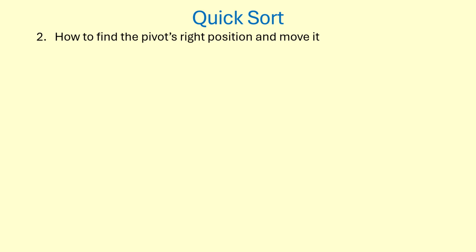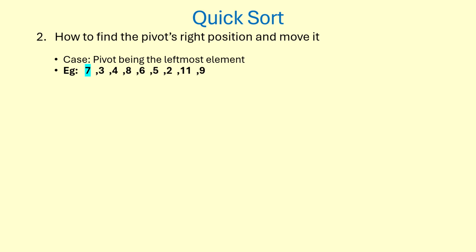Moving the elements physically is different from moving them algorithmically. Let us see the algorithmic approach. In this case, we will consider the leftmost element as the pivot element. Here in this example, 7 would be the pivot element.